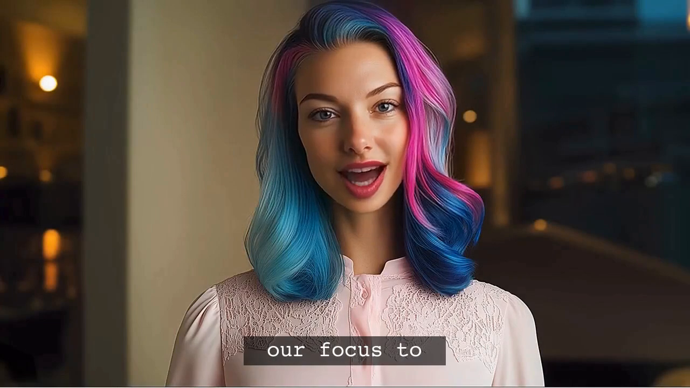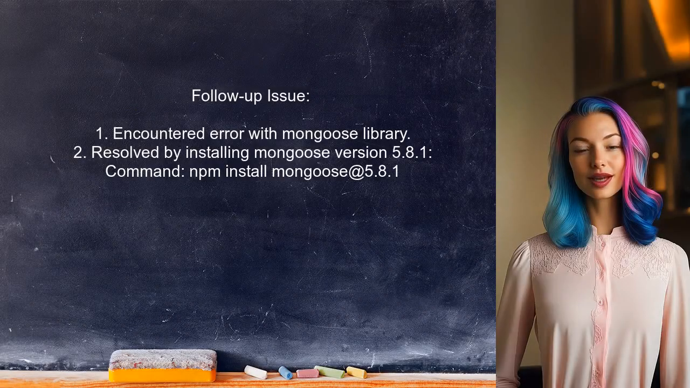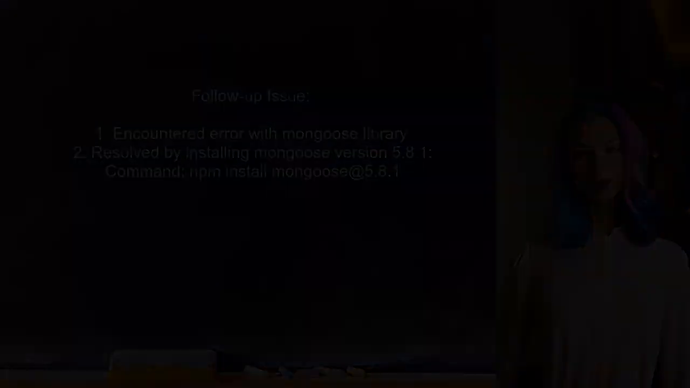Now, let's shift our focus to a different response. An alternative solution, provided by another user, involves changing the typeRoots in your tsconfig file. They suggest updating it from typeRoots pointing to your local interfaces to typeRoots that point to node_modules/@types. This adjustment resolved their issue. After making this change, the user encountered a new issue with the Mongoose library. They resolved it by installing a specific version of Mongoose using npm.